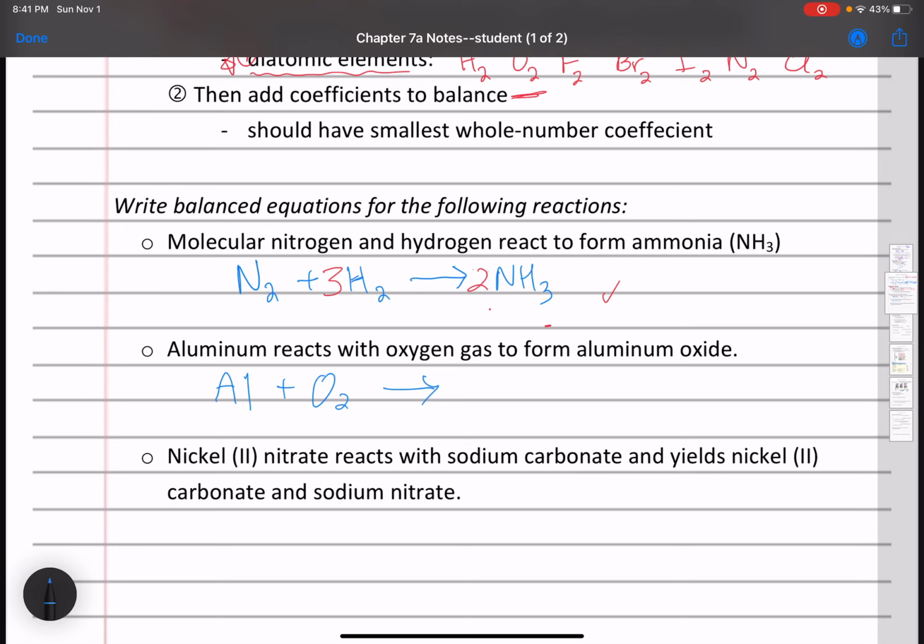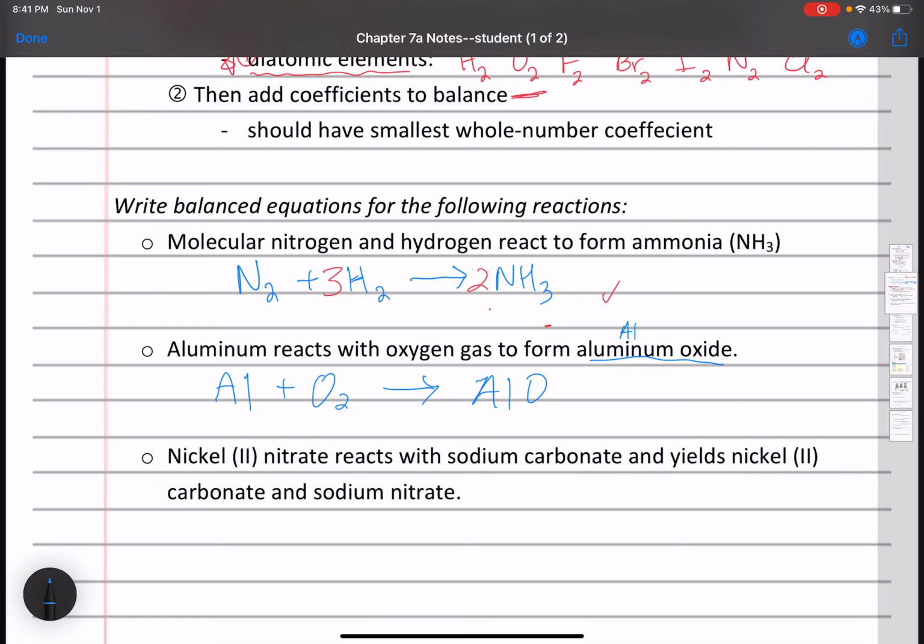All right, and then we've got aluminum oxide. Aluminum oxide is an ionic compound. Remember, ionic compounds don't tell you in the name how many atoms of each. So it could be AlO, but it isn't necessarily. We need to know the charges on these different ions.